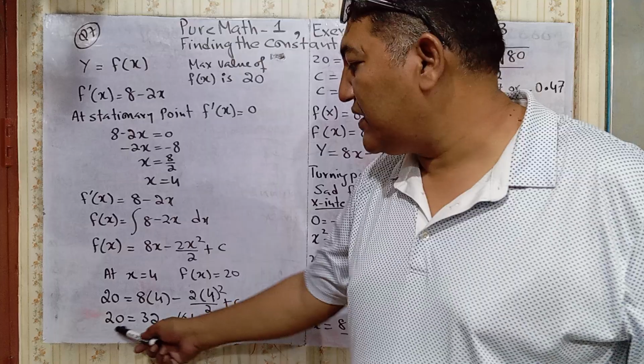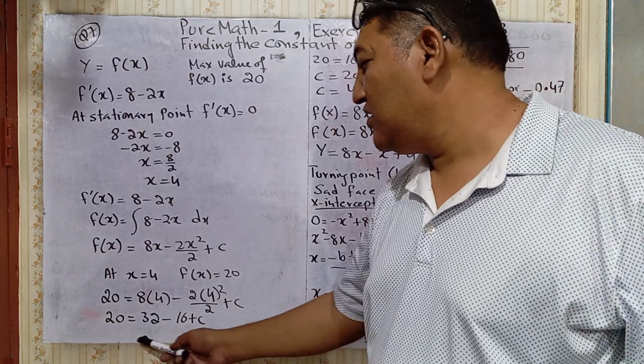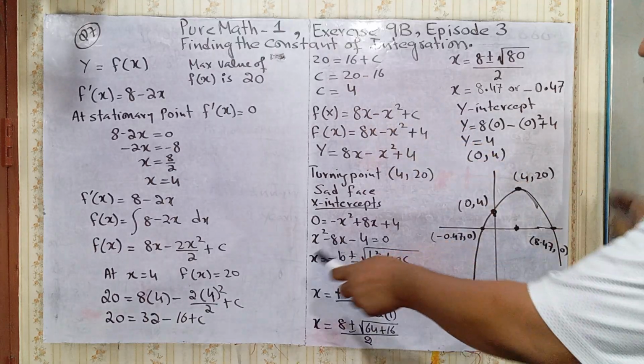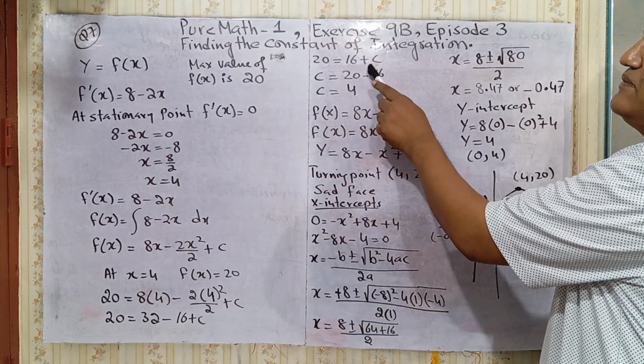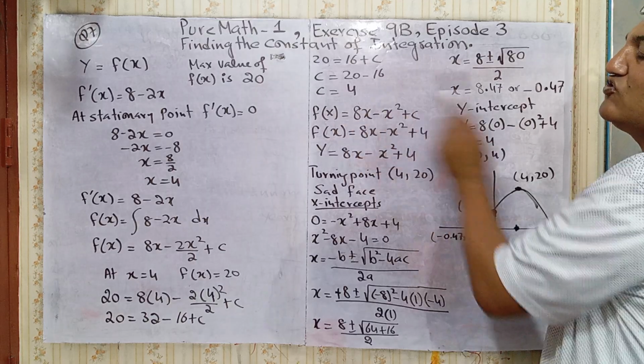So this becomes 20 equals 32 minus 16 plus c. The 20s cancel, so you will get the value of c. 20 is equal to 32 minus 16, which is 16, plus c. So c will be equal to 20 minus 16. c will be equal to 4.